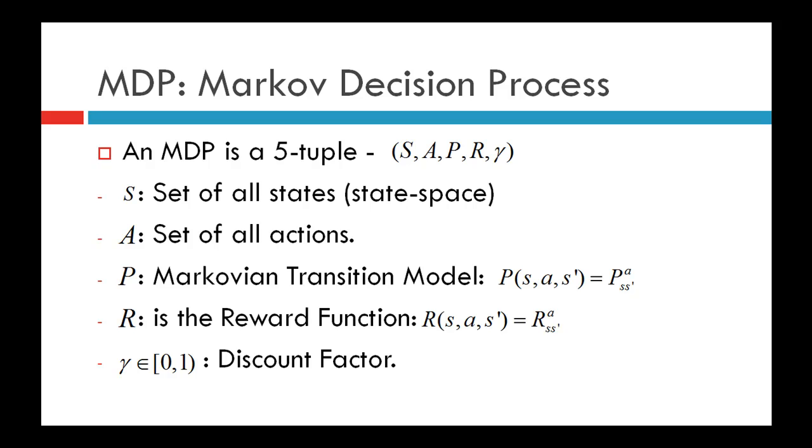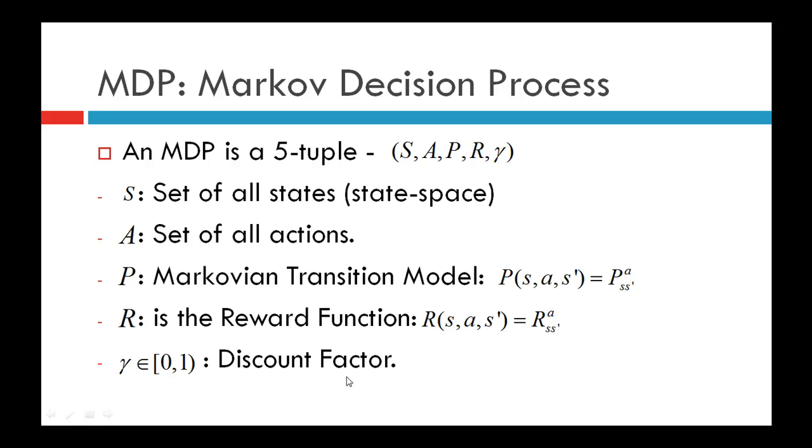A is a set of all actions that an agent can take in a particular state. P is a Markovian transition model, or basically the transition probability, and its element P_a_s_s' is the probability of making a transition to state S prime when taking action A in state S. That is, when the agent takes an action A in state S, then the probability of making a transition to state S prime is given by P_a_s_s'.